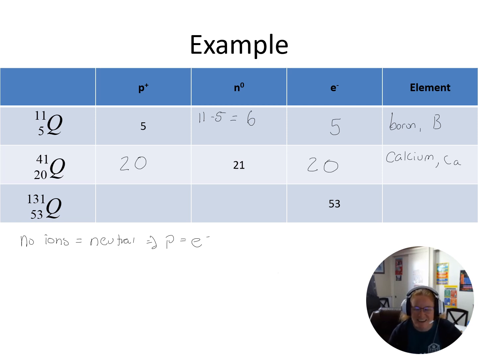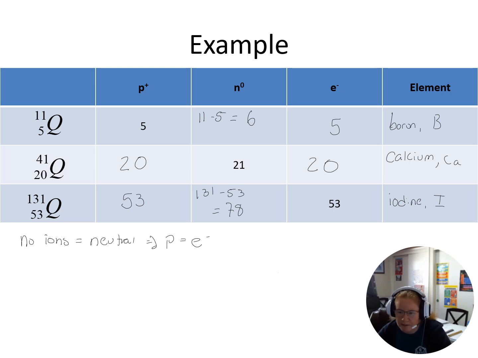My last one. I have a mass number of 131 and an atomic number of 53. So atomic number of 53 means I have 53 protons. My number of neutrons, I'm going to take my 131 minus 53, and I'm going to get 78. Okay. Once again, I go to my periodic table, and I look for 53, and I find that that is iodine.